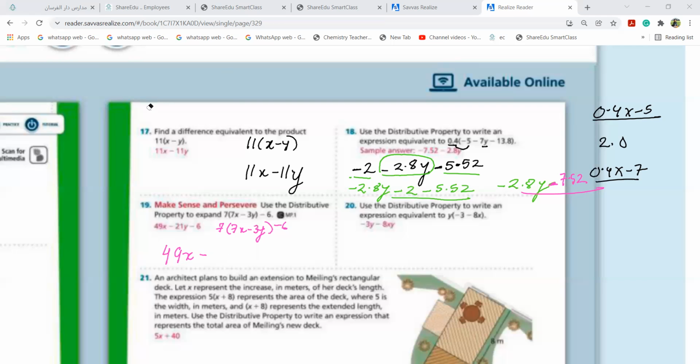21y. And then minus 6. Why don't you multiply this? Because it is not in the parenthesis. You don't multiply 7 times 6 because it is not in the parenthesis, okay? This is your answer.